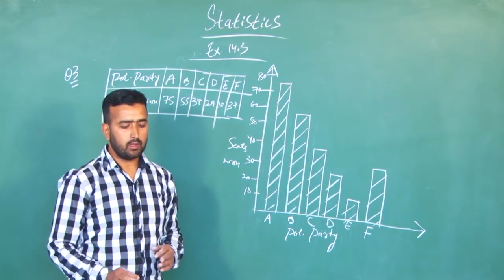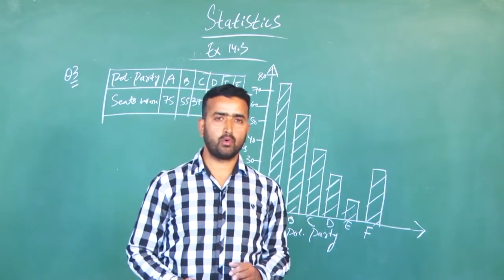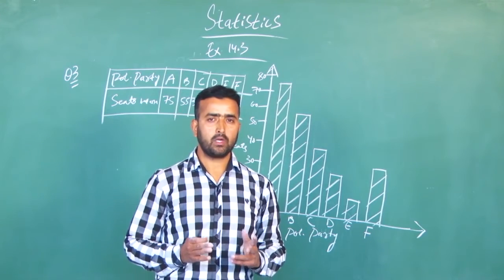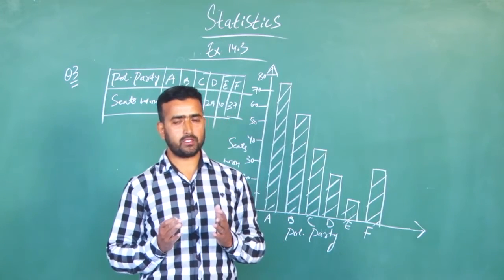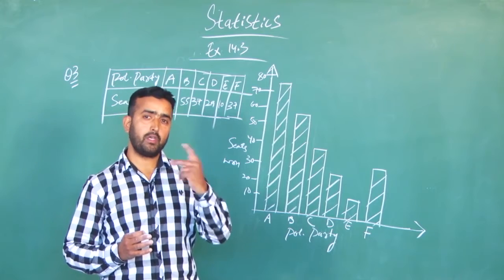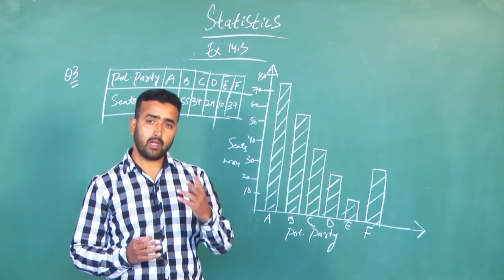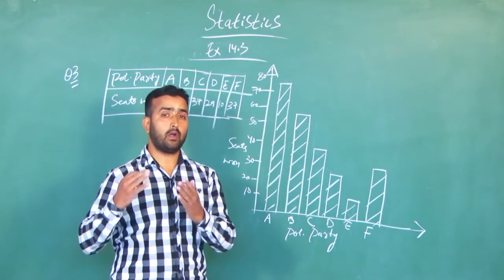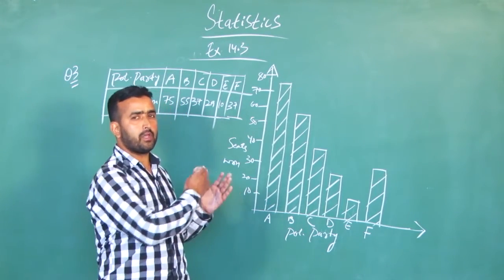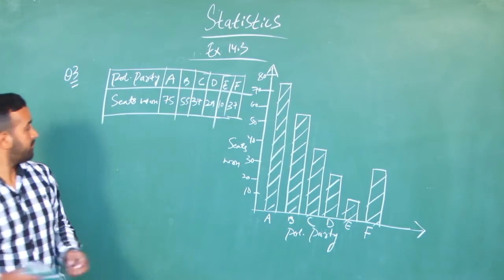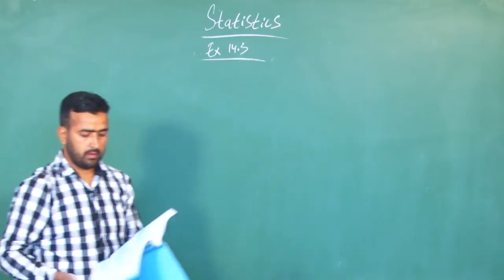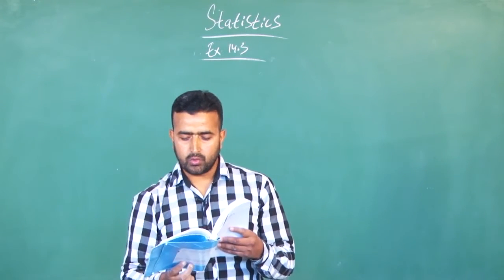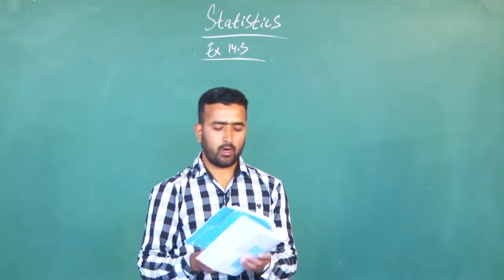Now let us see the next one, that is how to draw the histogram. For a histogram, remember always, we need continuous data. Continuous grouped frequency distribution we must have. So the continuous data for the histogram is very much important. And if it is discontinuous, then we have to transform the given data first into the continuous form and then use it for drawing the histogram.